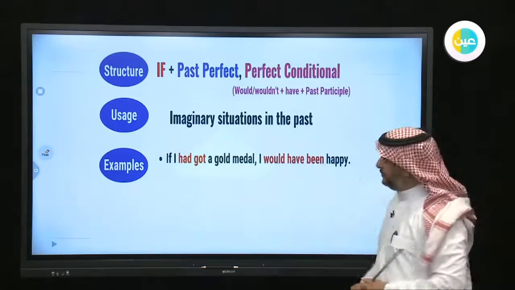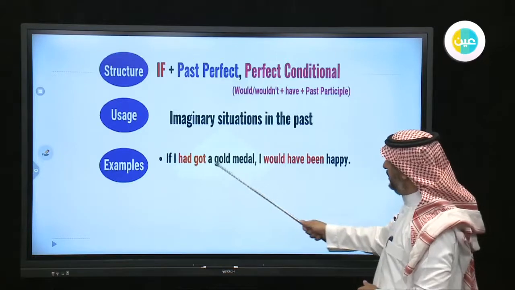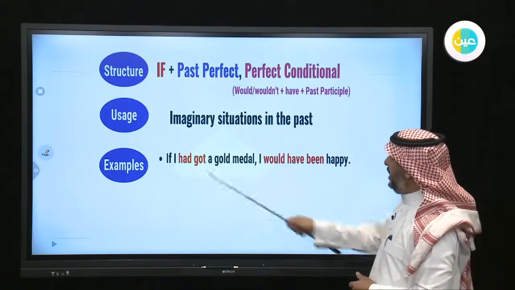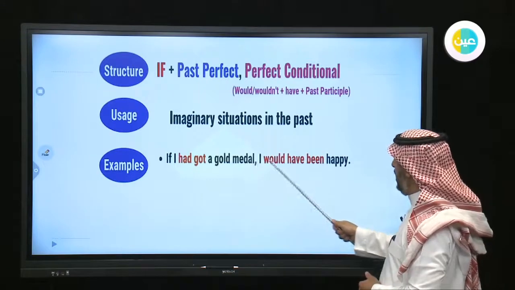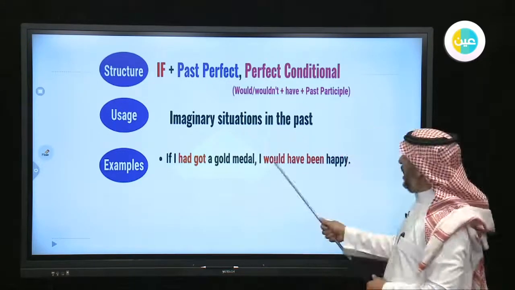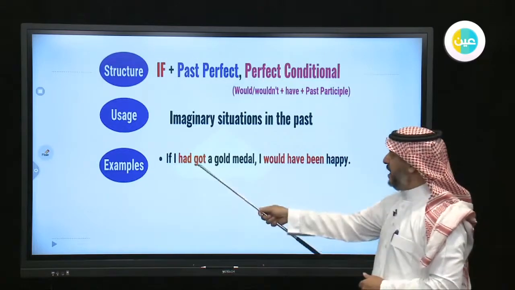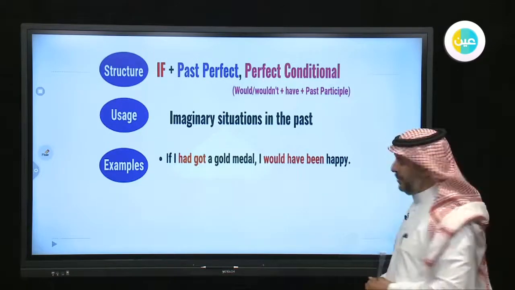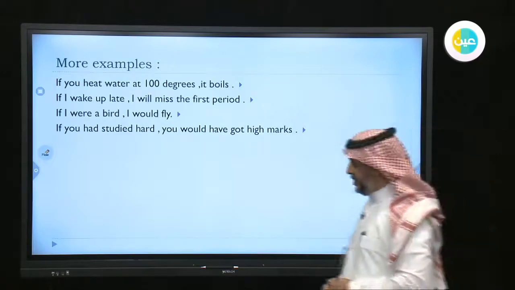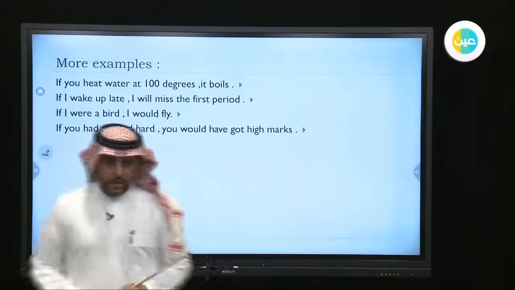You got it? Example: if I had got a gold medal, this is in the past, comma, I would have been happy. Change the order: I would have been happy if I had got a gold medal. Clear? This is about conditionals. More examples.